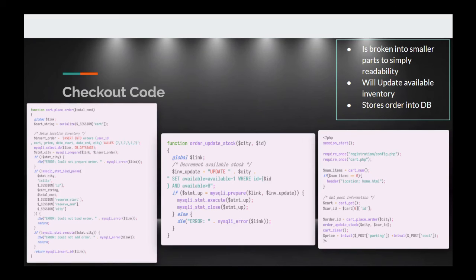And some of the code for that, on the left we have cart place order, which is executed when a successfully validated checkout form is processed, and then we gather the user's cart, the price, the date of their reservation, the city, and the user ID, and we insert that into the orders table, once again using MySQL and prepared statements. And then the next part of that, we have a function called order update stock, which reduces the available amount of cars for that particular car ID in each city.